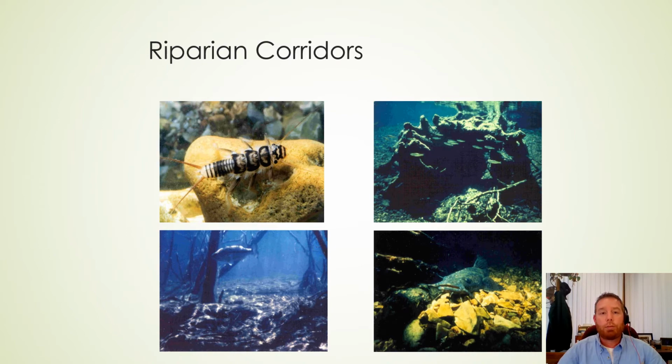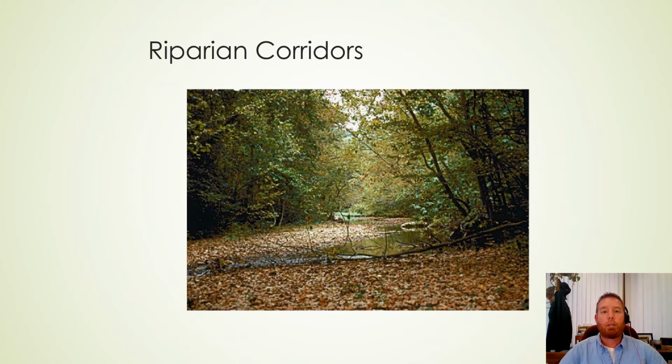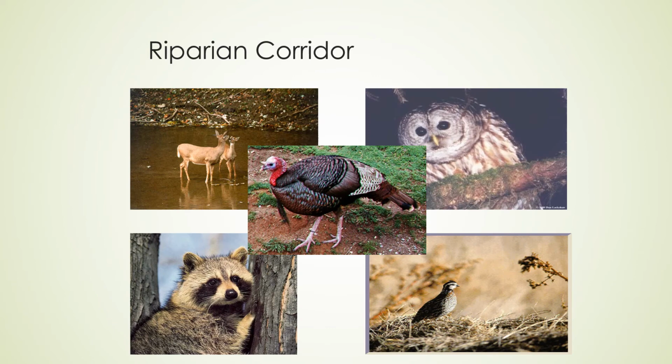These organic inputs from trees provide the food and habitat for both insects and fish. These corridors are also important habitat for wildlife as well. Because of the variety of habitats offered, a great number of terrestrial wildlife species use riparian corridors at one time or another. This is especially important as habitats become fragmented.